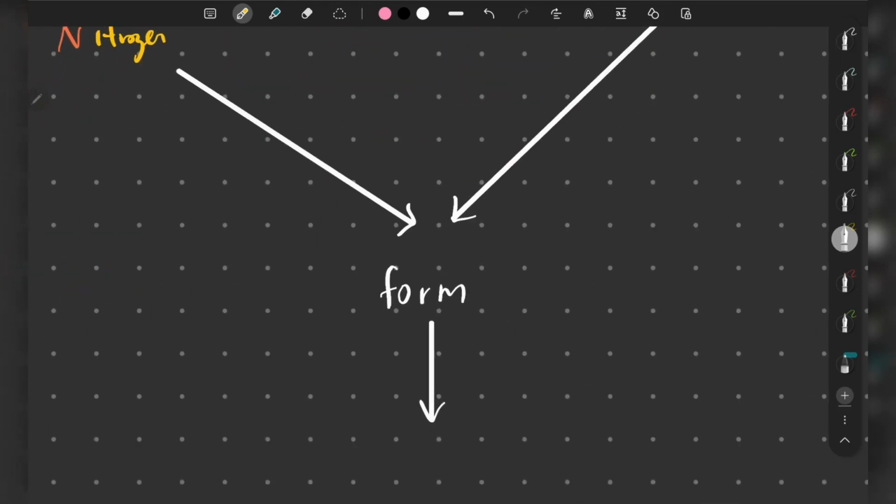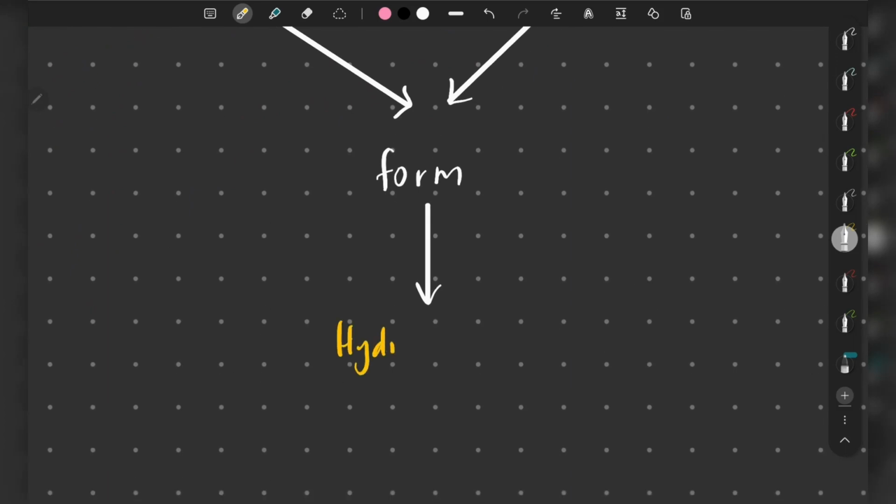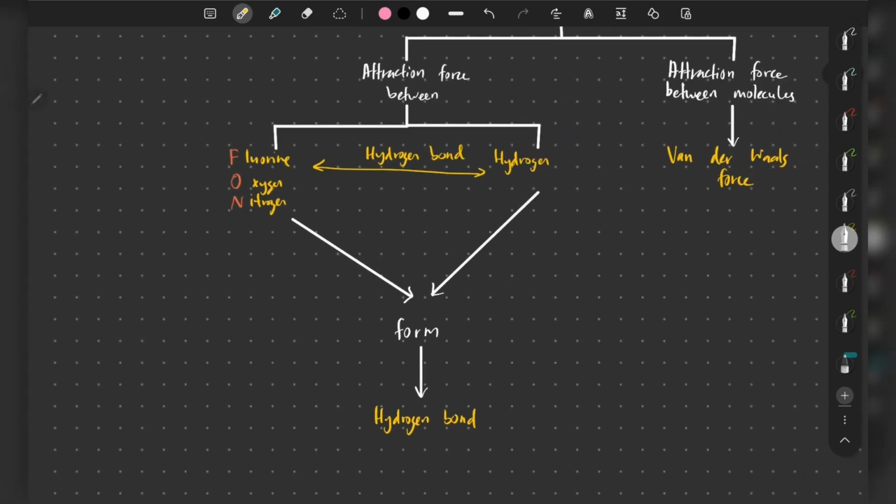Okay, so literally, this is the same thing as I mentioned above. When hydrogen forms an attraction force with either fluorine, oxygen, or nitrogen, it will form a hydrogen bond.